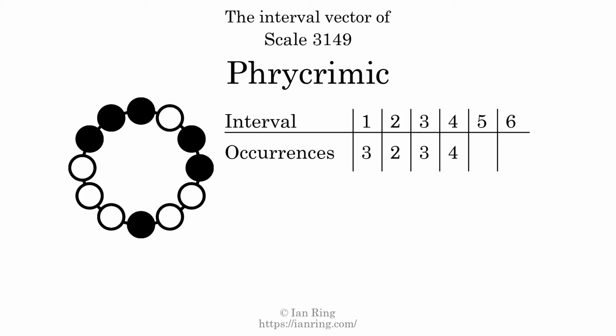There are 4 intervals with the size of 4 semitones. They are here, here, here, and here. There are 2 intervals with the size of 5 semitones. They are here, and here. There is 1 interval with a size of 6 semitones. It is here. Each interval does not appear in this scale a unique number of times. So this is not a deep scale.